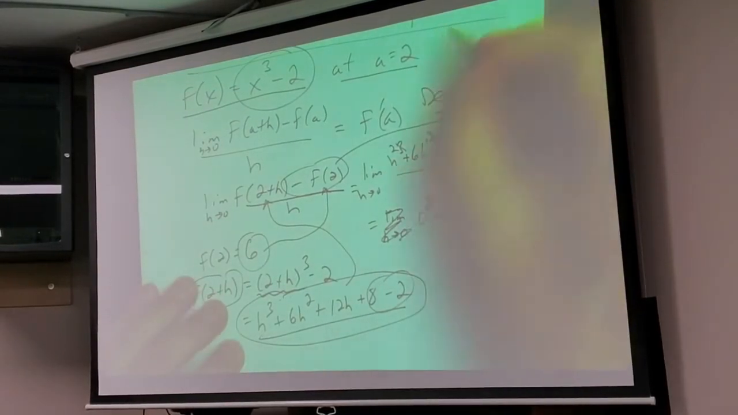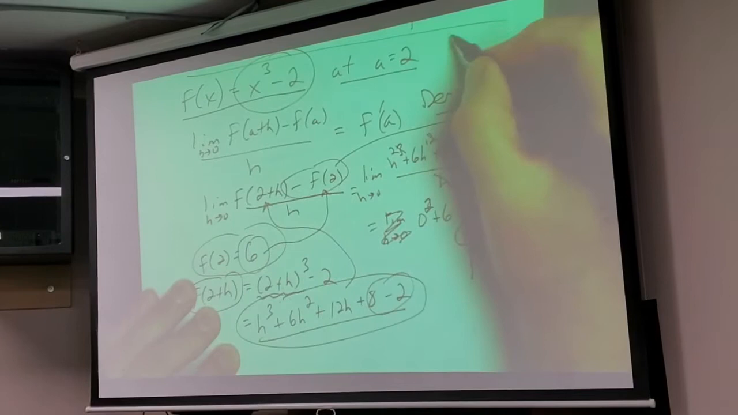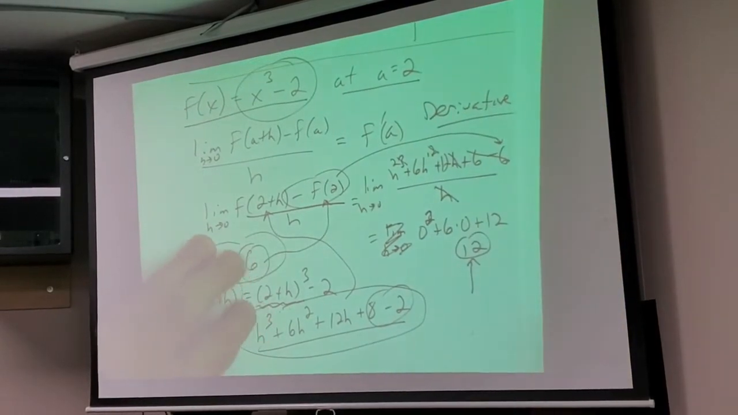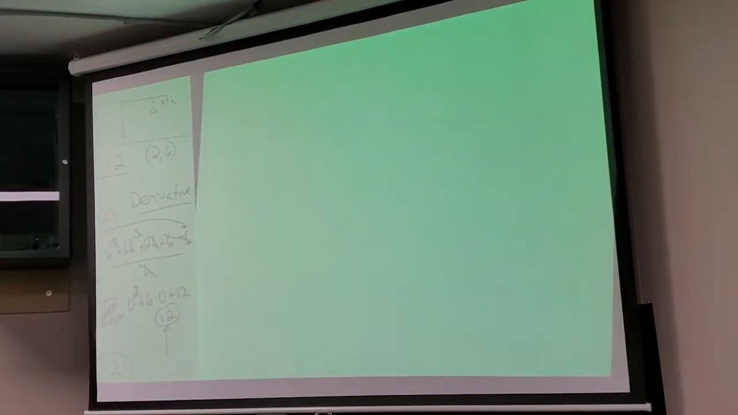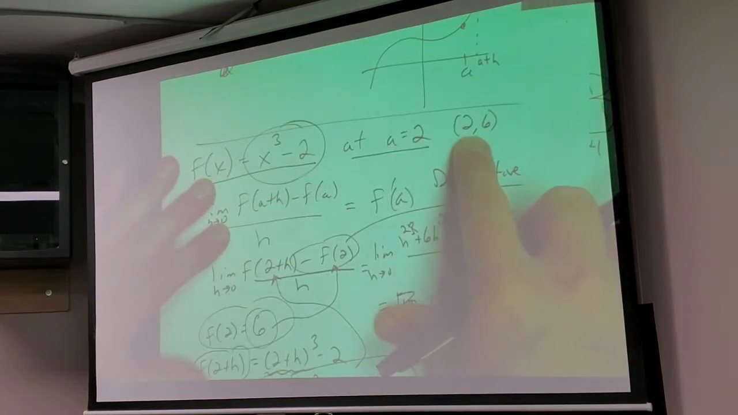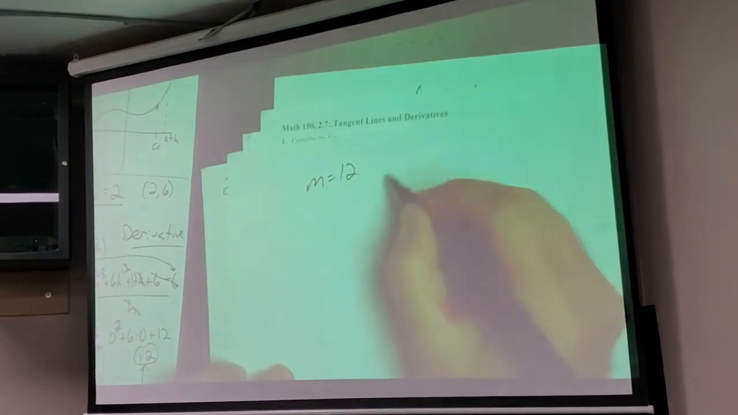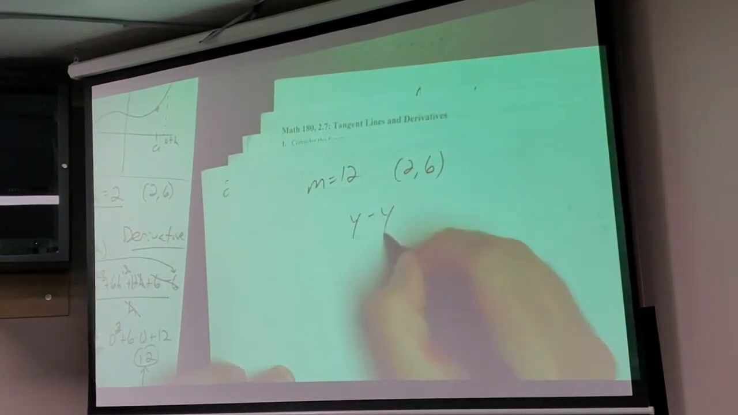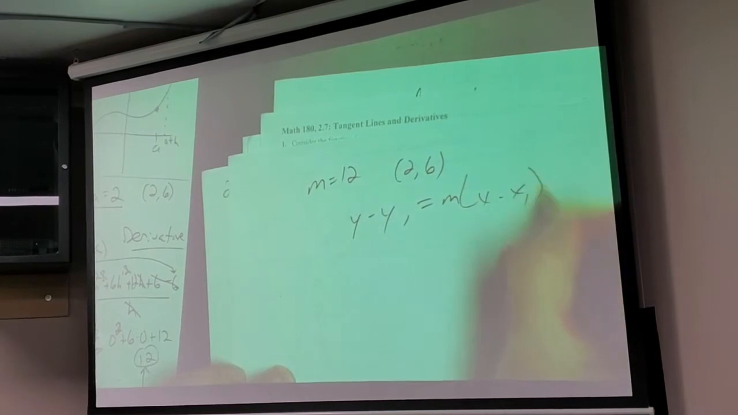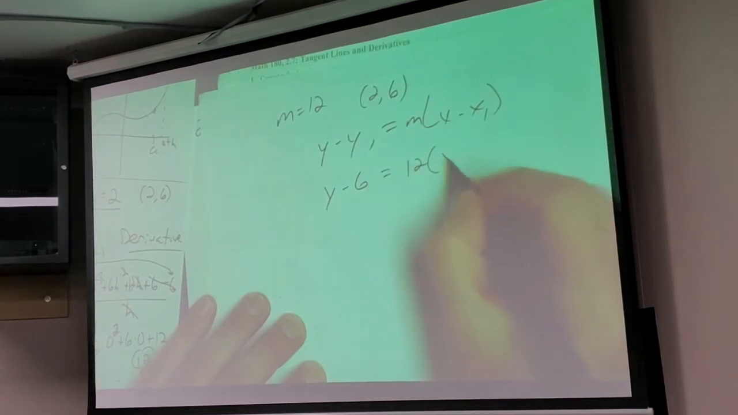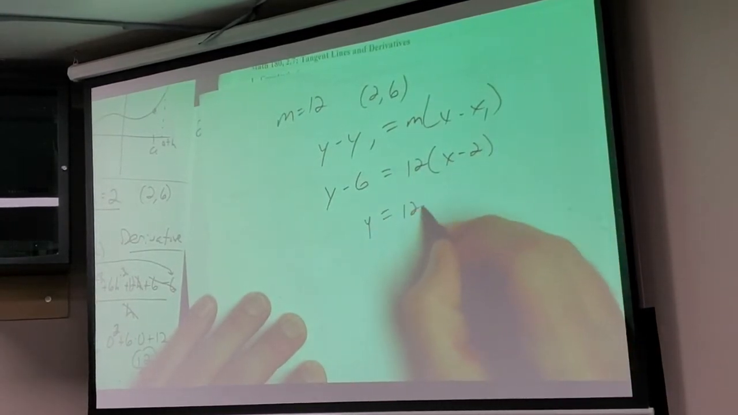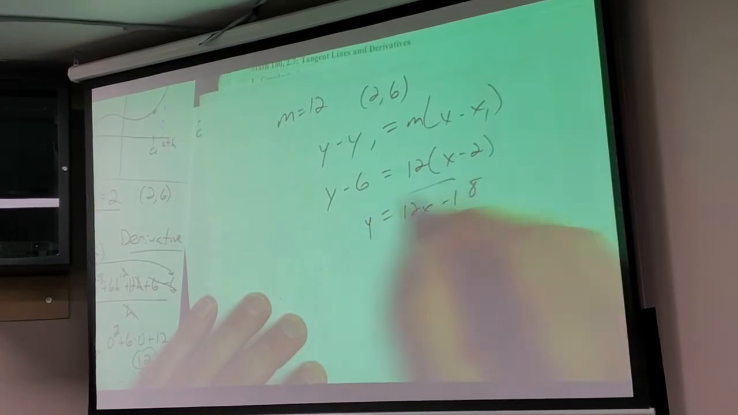And of course, we already did this down here, but what point does this go through? Yeah, it goes through the point (2, 6). So now I know. Let's collect what I know. It goes through the point (2, 6). It's got the slope of 12. And then I can do my little thing there. y minus the y piece equals 12 times x minus the x piece. y equals 12x minus 24 plus 6.